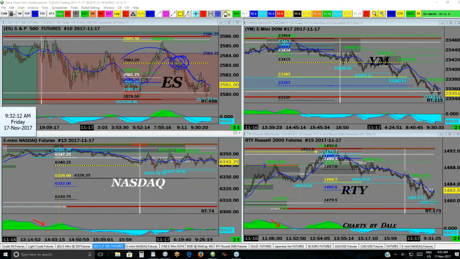So push to the downside. You're looking at this as a support area here. So be careful with your short positions. We could go long off of support. We do have targets a little bit further to the downside.